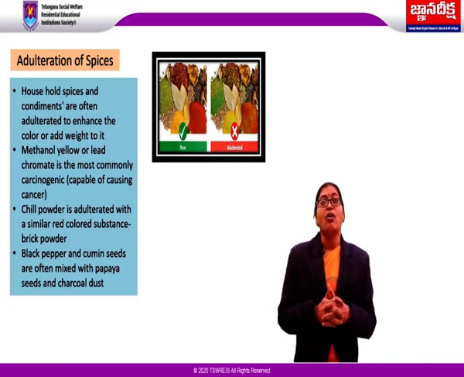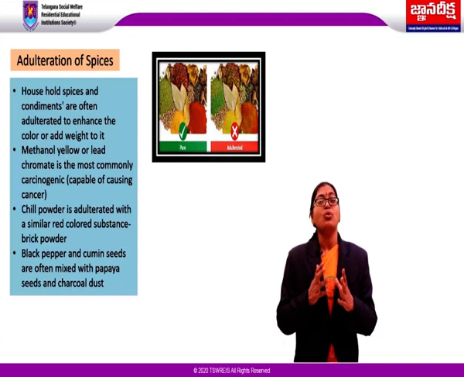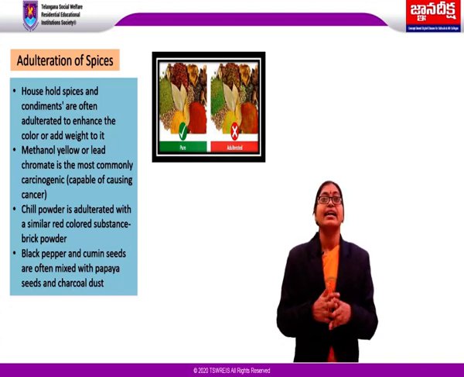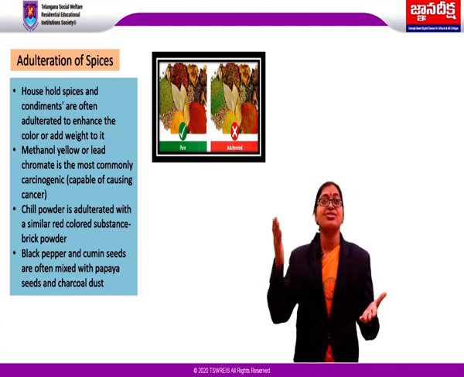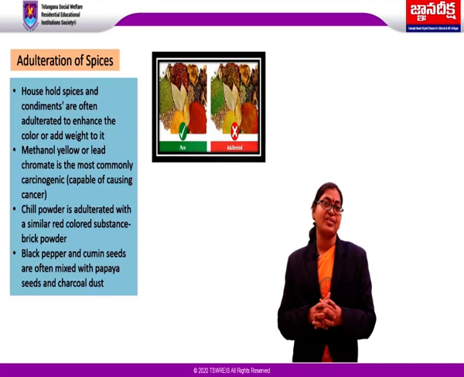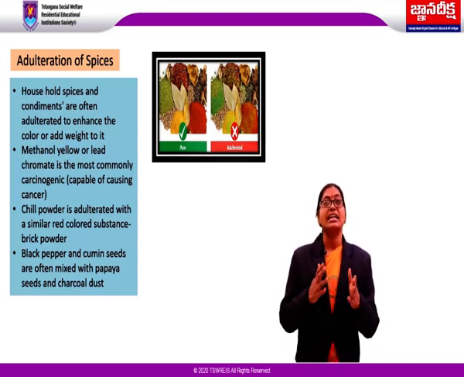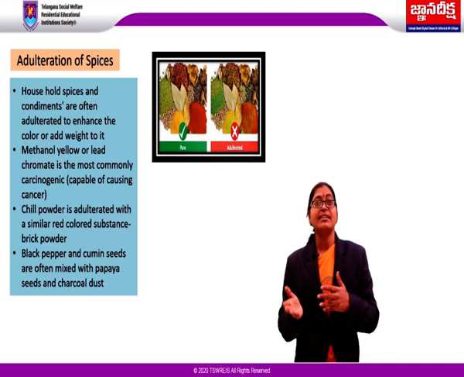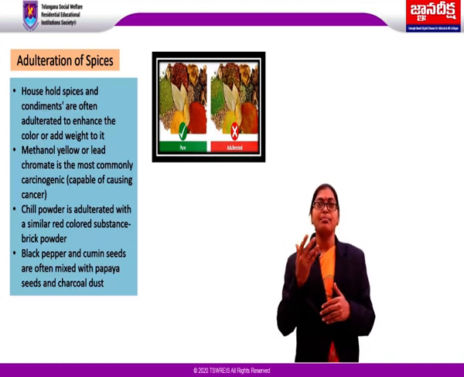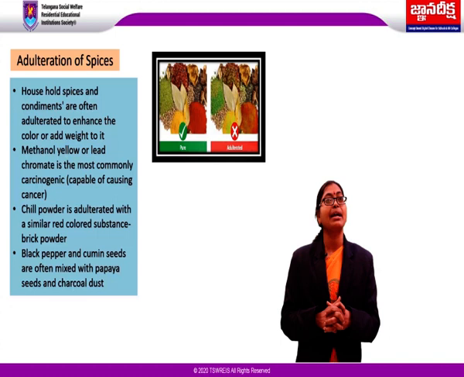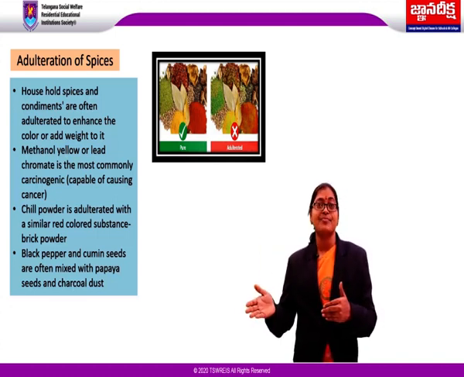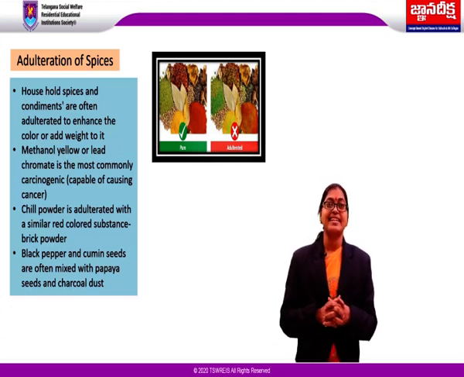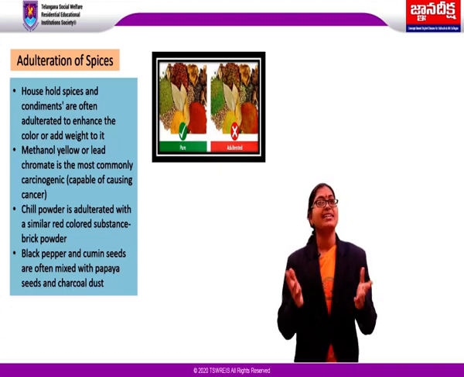Mainly, methanol yellow or lead chromate is the most common carcinogenic dye involved in causing cancer, and these chemicals are used to adulterate turmeric powder. Chili powder is adulterated with similar red colored substances like brick powder. Black pepper is contaminated by dried papaya seeds. Cumin seeds are contaminated with charcoal dust.